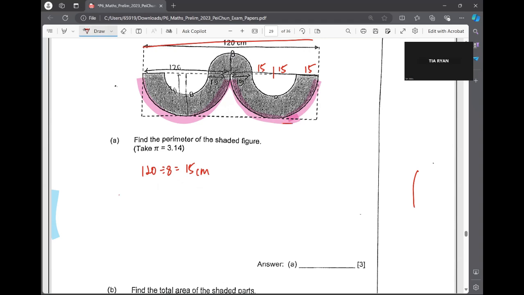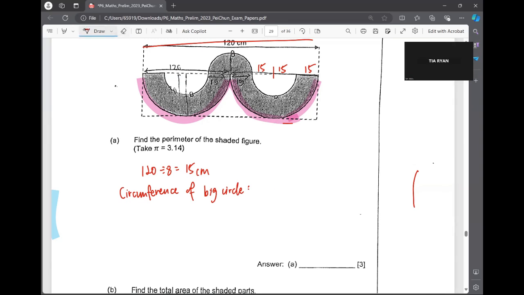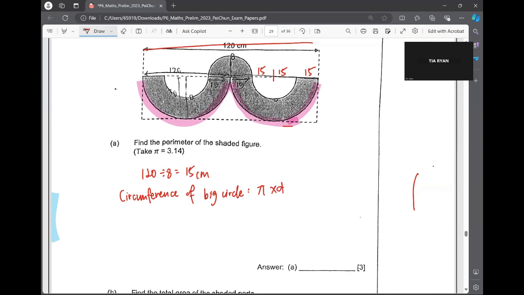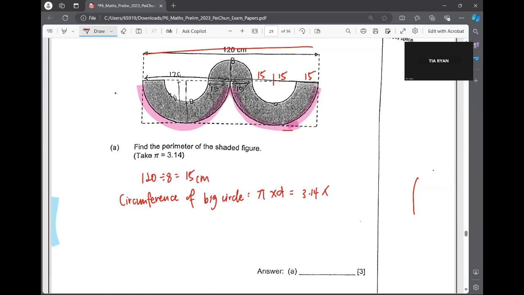So I can write circumference of big circle, which is pi times diameter, which equals 3.14 times d. What is d? For the big one, the d is here to here, which is 15 plus 15 plus 15 plus 15, which is 60. You'll get an answer of 188.4. And this is the pink part. We have already found the pink part.